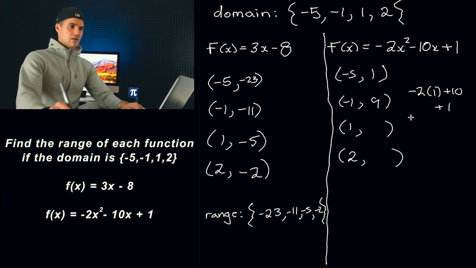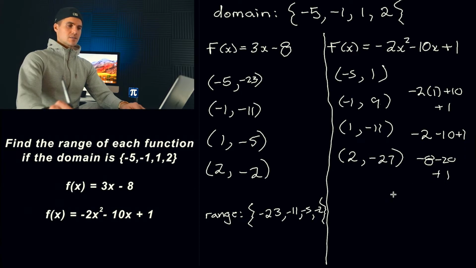So we got 9. Plugging in +1, 1 squared times -2. Okay, we'd have a -2 again, but now we would have a -10. And then we'd still have a +1. So this would end up being -11. Plugging in 2, 2 squared is 4, times -2 is -8, -20, +1, like that. That would give us -27. All right, so those are the corresponding y values with these x values.